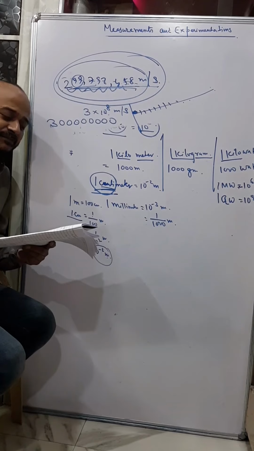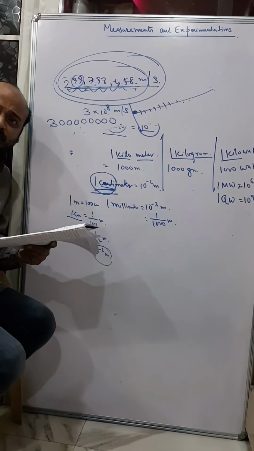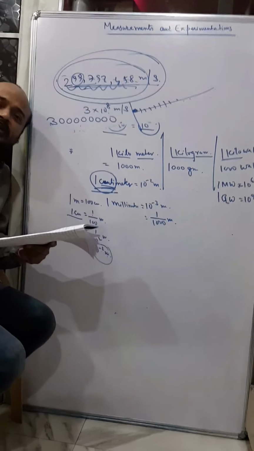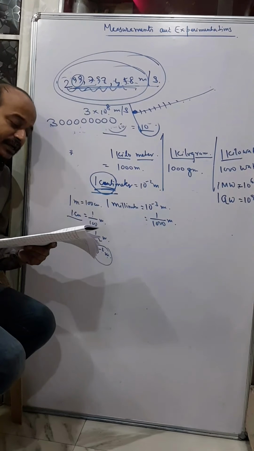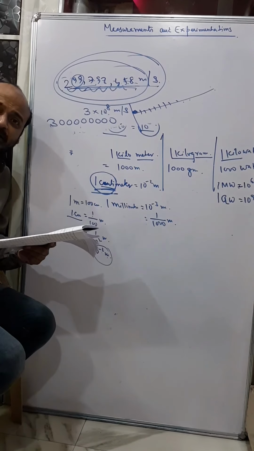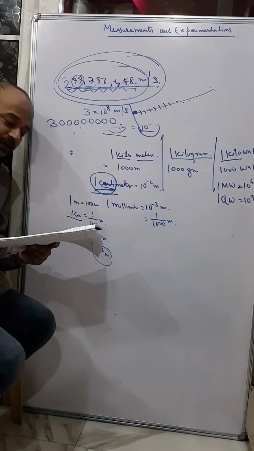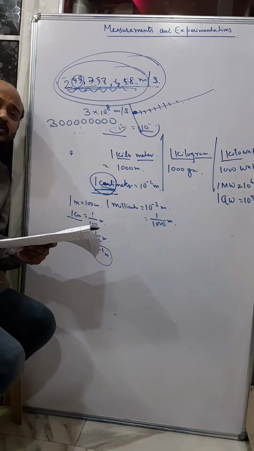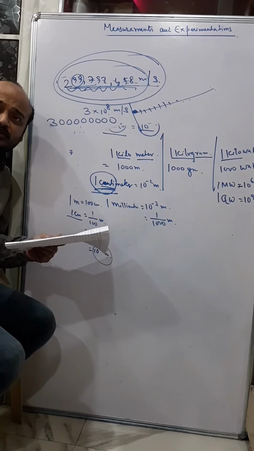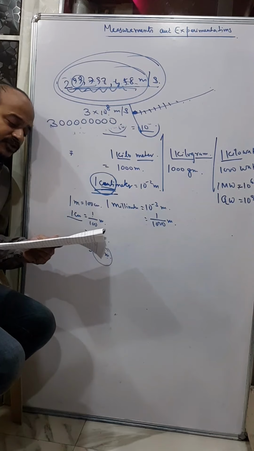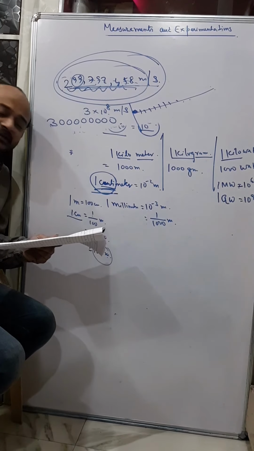Submultiple means smaller value. We have millimeter, centimeter, micrometer, nanometer. All that is given in the notes, you can understand. And bigger units, you have kilometer, and even bigger units, which are in fact non-metric. We use them only for the distance between heavenly bodies. We have astronomical unit, light year and parsec.